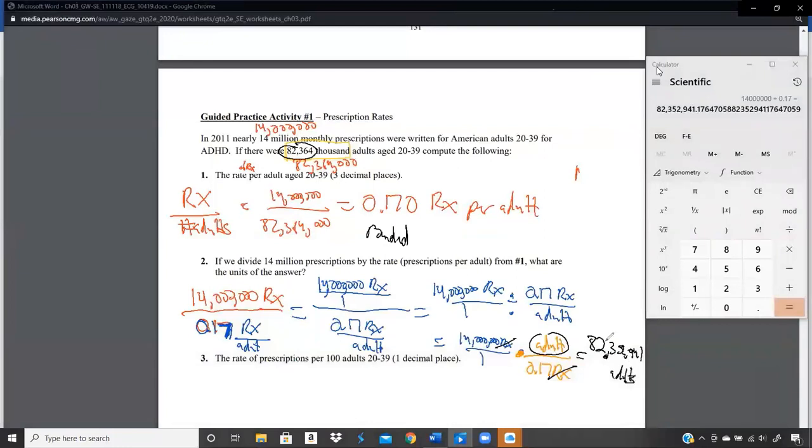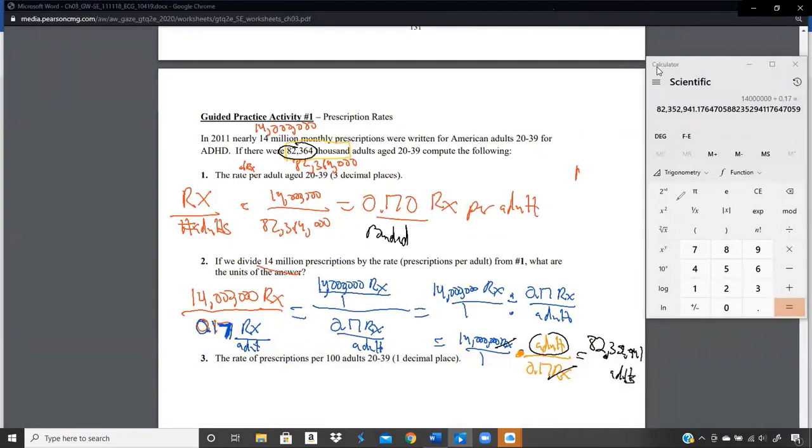So what this shows is we took the 14 million prescriptions and the rate, and we did something with them to get an answer, and the answer was something we had already seen. So that these two numbers divided versus these two things but divided, there's a strong relationship. What happens if you multiply? If you multiply this 14 million prescriptions by 0.17 prescriptions per adult, you're going to get a nonsense answer.